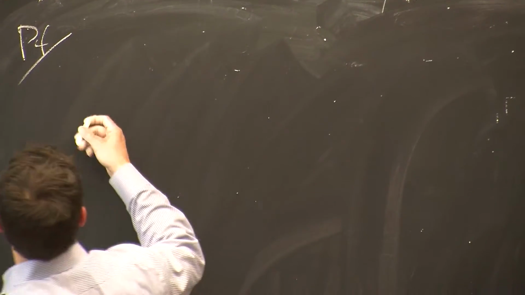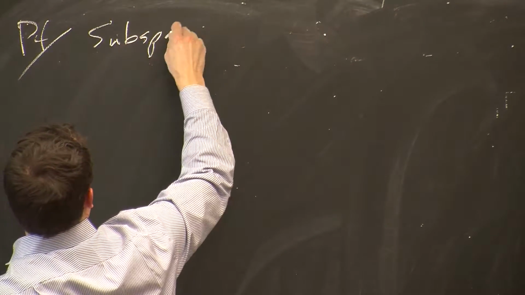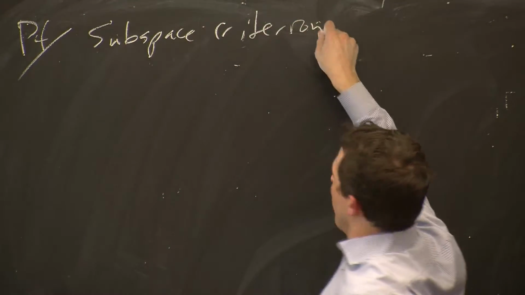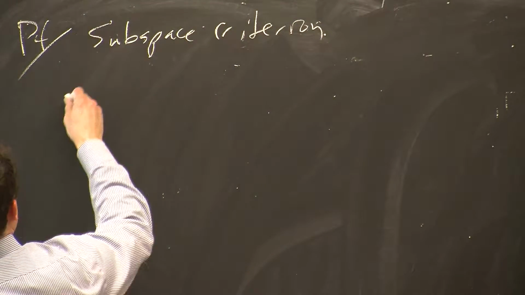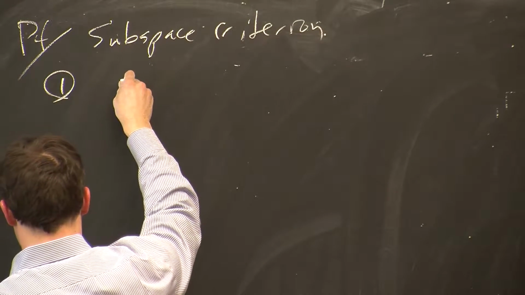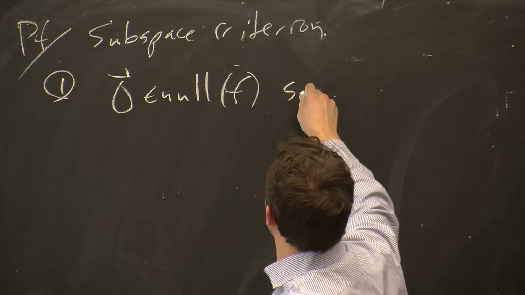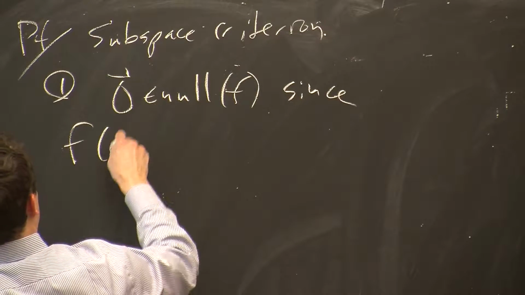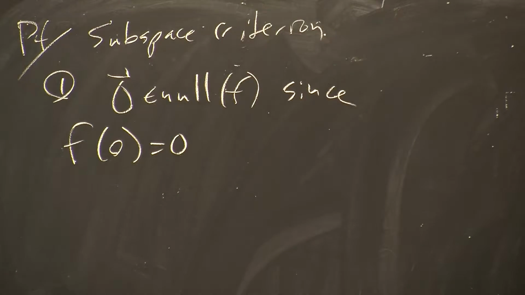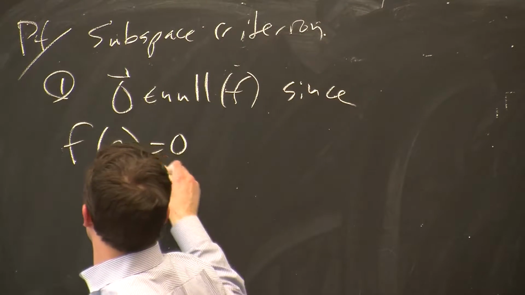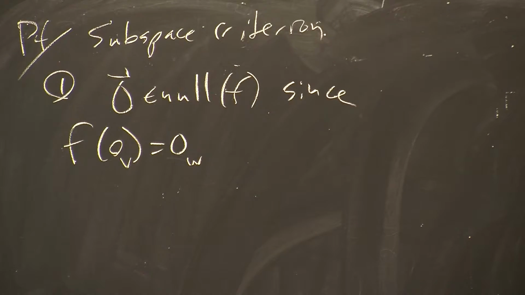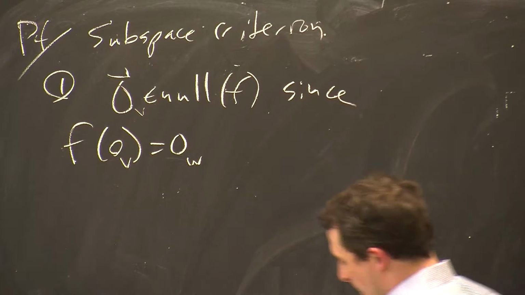We have a subspace criterion we can use to prove things like this, right? First of all, we'd like 0 to be in the null space. Well, that's true because f of 0 is 0. So 0 is something which gets sent to 0. That's V, that's W. So 0 of V is in the null space. That's supposed to be a subspace of V, so we first check that the 0 of V is in there.